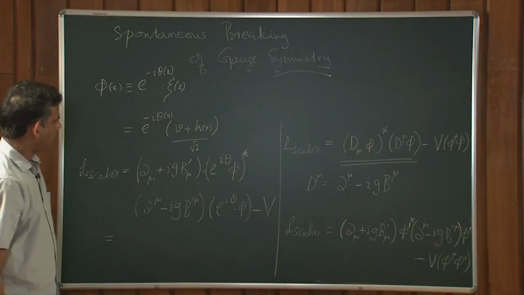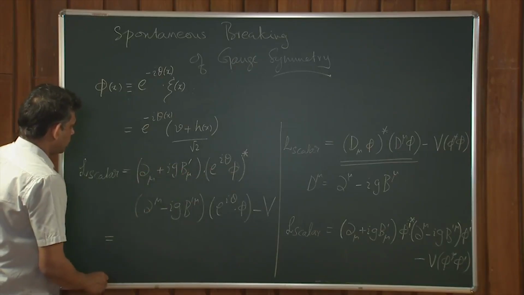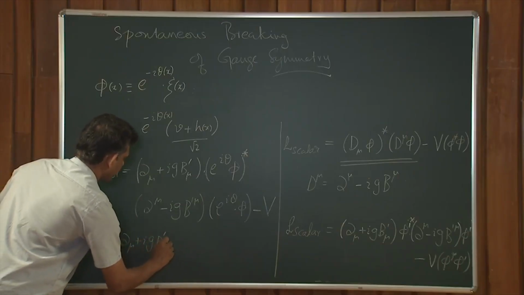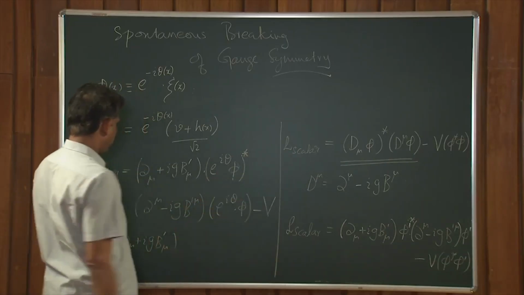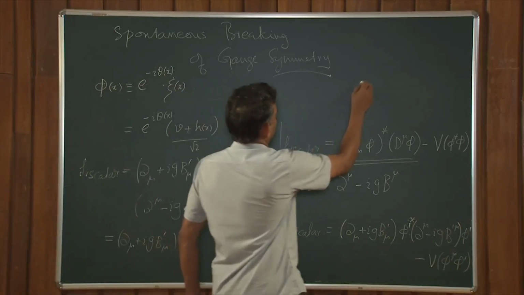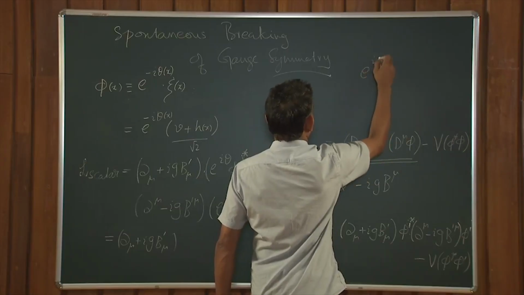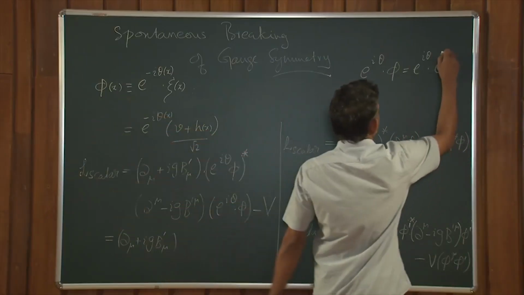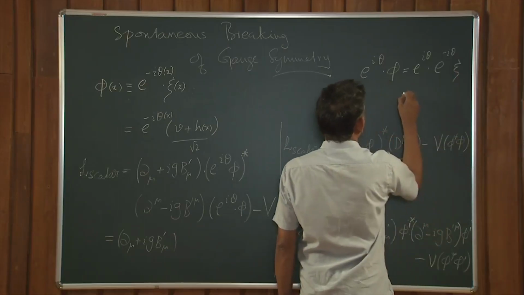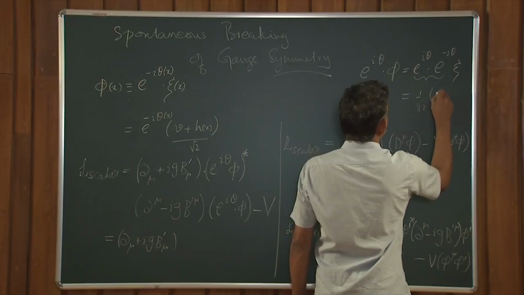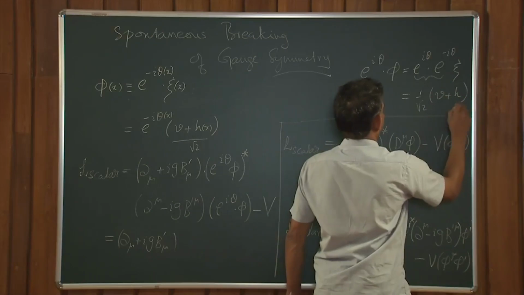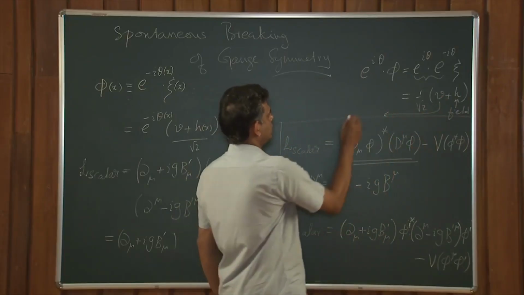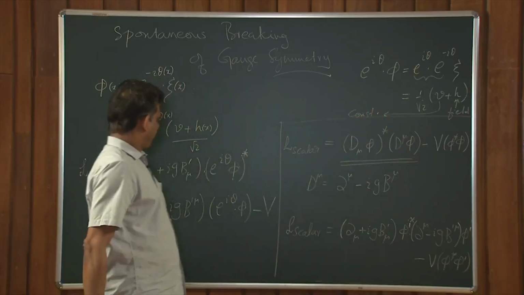This is equal to dou mu plus I g b prime mu. What do you have here is phi, e power I theta in phi, which is e power I theta, e power minus I theta into psi, that is equal to 1 over root 2, v plus H. Remember that H is a field which is a function of space-time coordinates, whereas V is a constant. Okay. So, we have that.